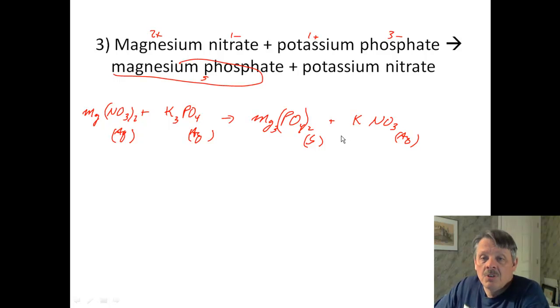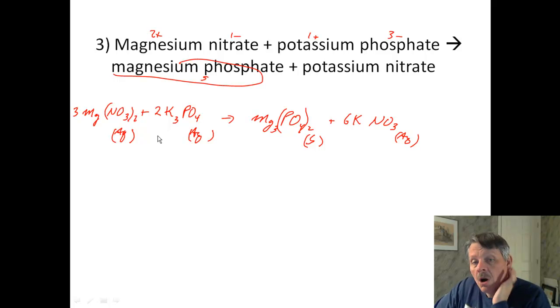So now I have to go and balance my equations, and I see that I have 3 magnesiums on the right, so I have to have 3 on the left, which gives me 6 nitrates, which puts a 6 over here, which means I need 2 potassium phosphates, because I have 2 phosphates, and I am all balanced.